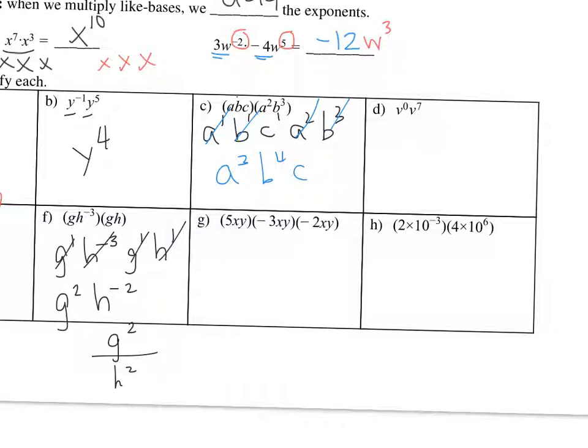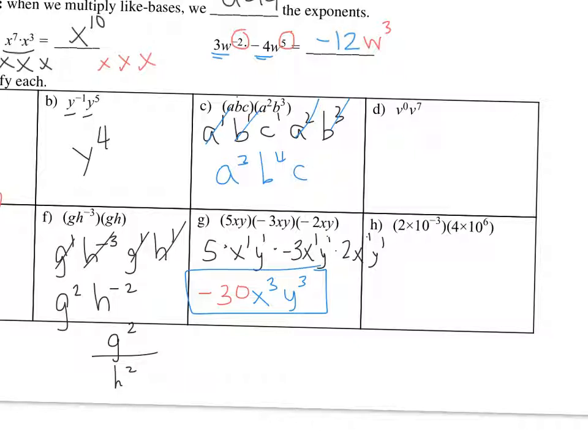And then letter G, I don't need any of these parentheses. So this is 5 times x to the 1, y to the 1, times negative 3, x to the 1, y to the 1, times 2, x to the 1, y to the 1. So I'm going to multiply 5 times negative 3 times 2. So 5 times negative 3 times 2 is negative 30. You multiply the coefficients, and then you're going to add the exponents. So I have x cubed, y cubed.